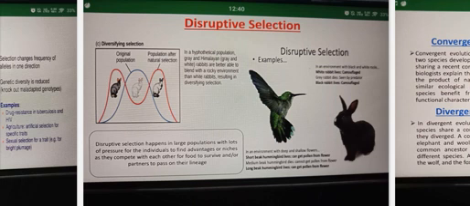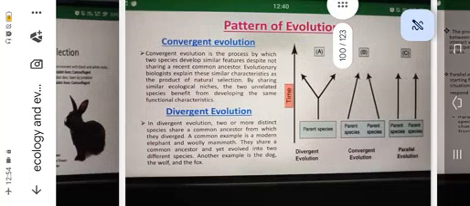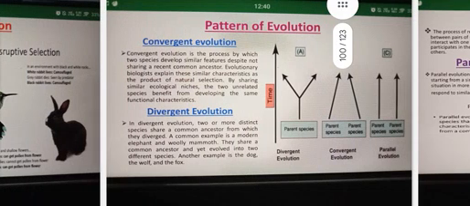Disruptive selection examples: in an environment with deep and shallow flowers, a short beak hummingbird lives, as it can get pollen from the flower. A medium beak hummingbird dies, as it cannot get pollen from the flower. A long beak hummingbird lives, as it can get pollen from the flower. So that's it about three types. Next, pattern of evolution: convergent evolution. Convergent evolution is a process by which two species develop similar features despite not sharing a recent common ancestor.